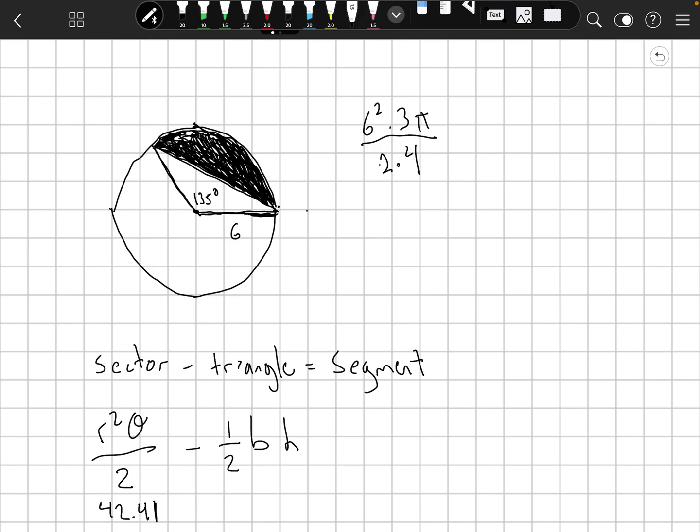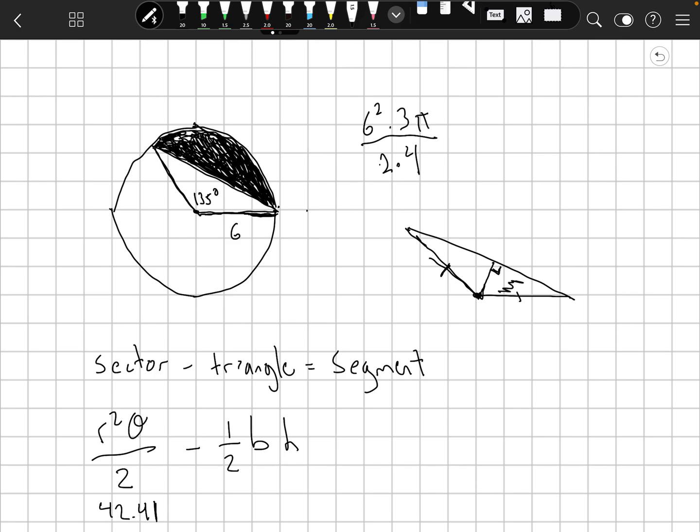And let's take a look at the base times the height. This one's going to be a little trickier, so I'm going to take this triangle out and work with it. This is an isosceles triangle because these are both radii. Let's draw a perpendicular bisector right down the middle. It's going to be a 90-degree angle, and it's also going to be the altitude.